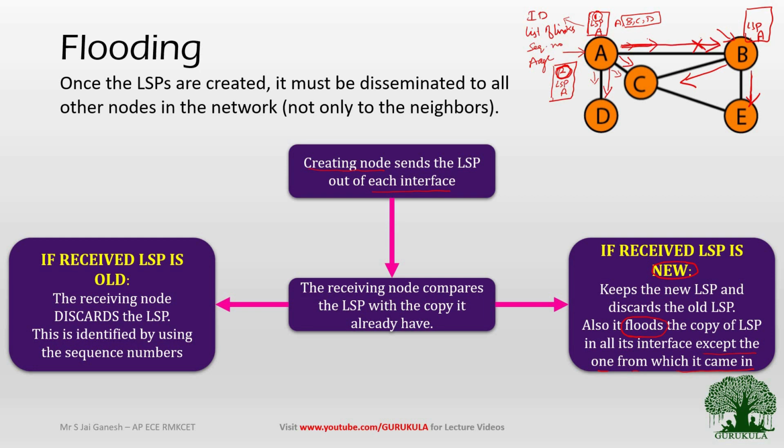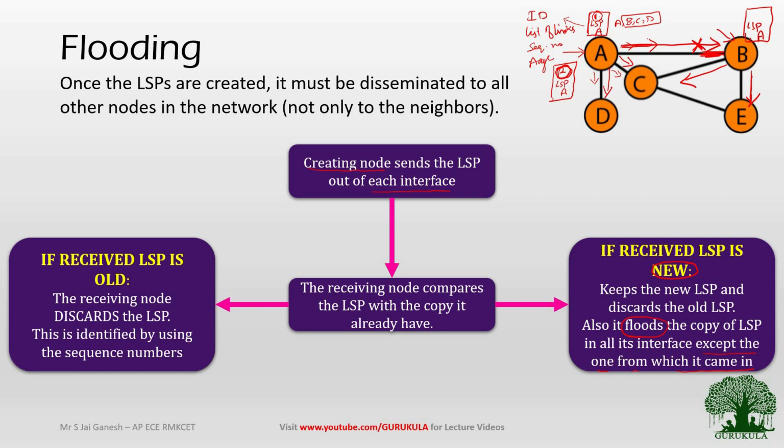So this side of the transaction will not happen from B side. That is what is given over here. The receiving node will flood the new copy of the LSP on all the interfaces except the one through which it came in. So this is how the flooding will occur.